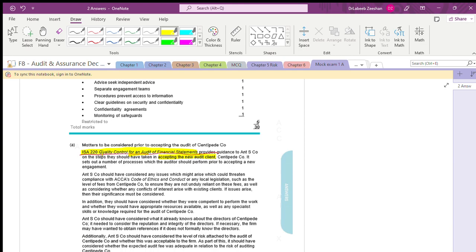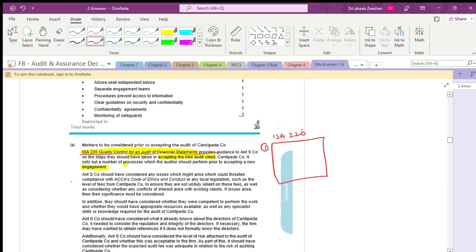What the rule says is that the company sets the number of processes the auditor should perform prior to accepting a new engagement. You have to follow the process. Got my point? There is a framework, and that framework you have to follow. This is the first point: you have to follow the framework as per 220, prior to accepting the audit. And that process should not break down.